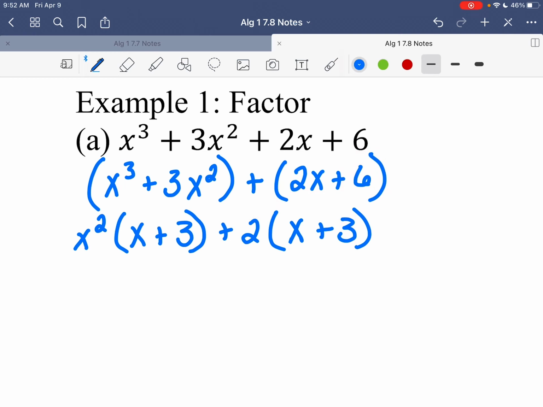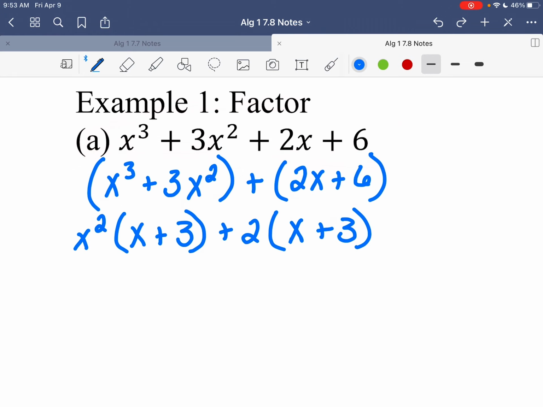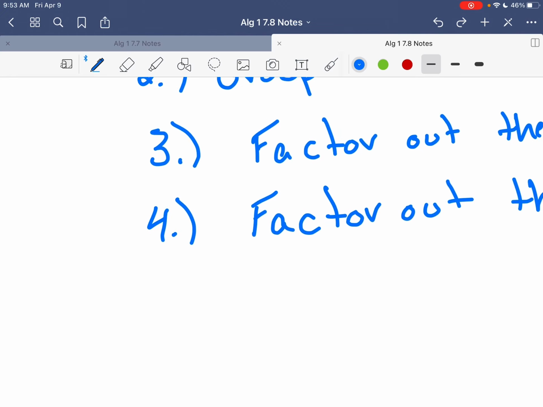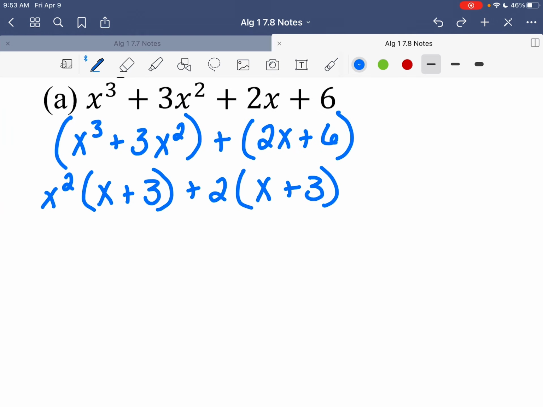It's always important to make sure as you're working that what you have here is equivalent to what you have down here. Meaning if I distribute this in, I'll get back to here. If I distribute this in, I'll get back to here. And if I remove the parentheses, I'll get back to where I started. We want to make sure that every step is equivalent to the one before. Okay, so we just got with step 3, factor out their greatest common factor. So we factored out each greatest common factor.